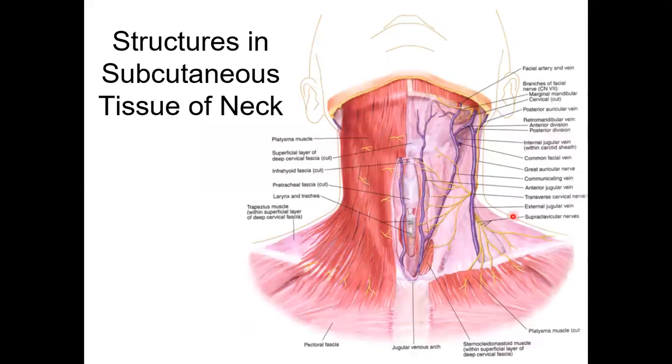Okay, so sensory nerves of the neck, you can see quite a few of them here. So note how you can see your transverse cervical nerve here coming across the neck, your supraclavicular nerve here coming down towards the clavicle, and then I believe this is your greater auricular nerve going up towards the ear.